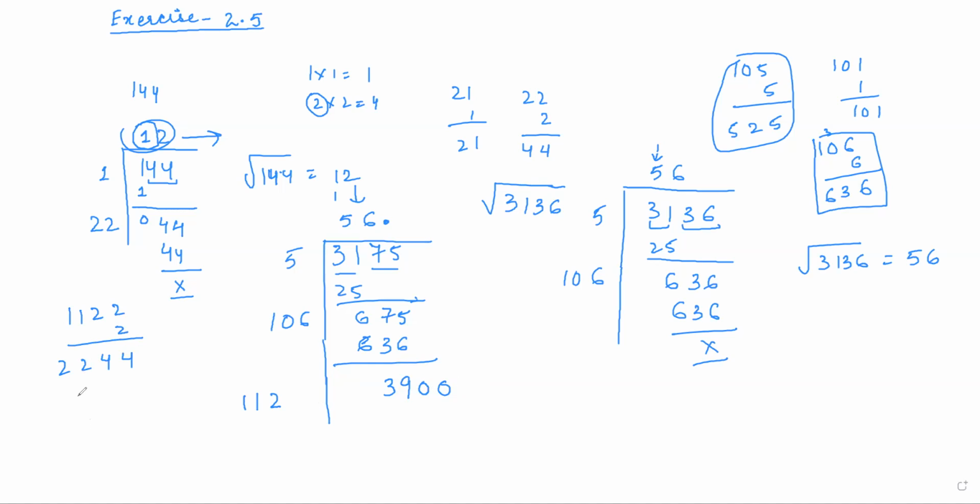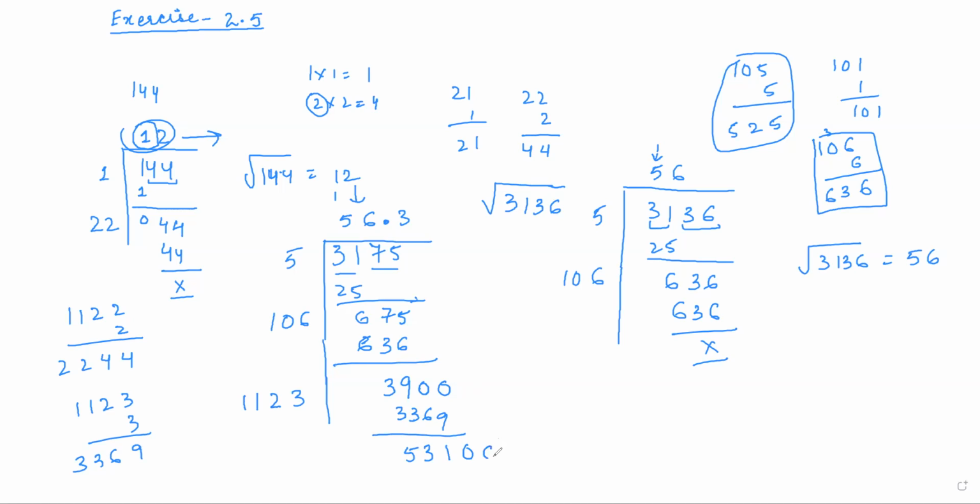So this is close. Let me check 3 also. 1, 1, 2, 3 into 3. 3 into 3, 9. 3 into 2, 6. I think 3 times I can use it, right? So 3 into 3 is 3, 3, 6, 9. So 10 minus 9 is 1. 9 minus 6 is 3. 8 minus 3 is 5. 531 is the remainder, right?